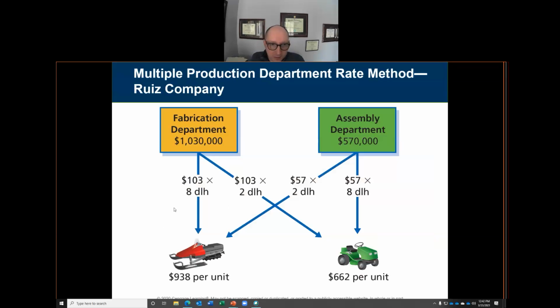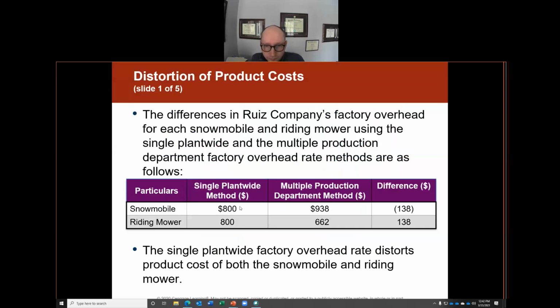We'll look at that difference. This is this nice graphic representation. We'll look at the difference. The single plant-wide rate method, the allocation was $800 per unit for both snowmobiles and riding lawnmowers. Remember, single plant-wide means the whole company, regardless of the units being produced.